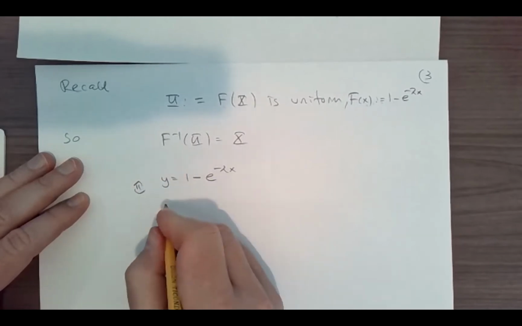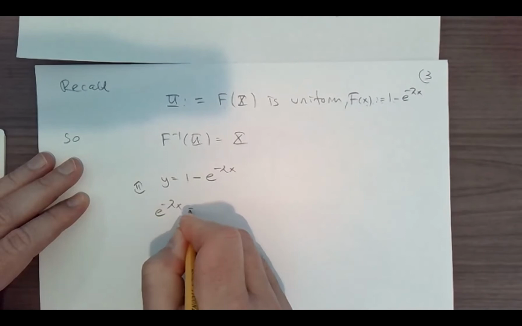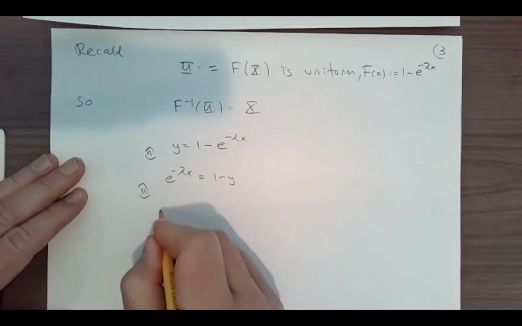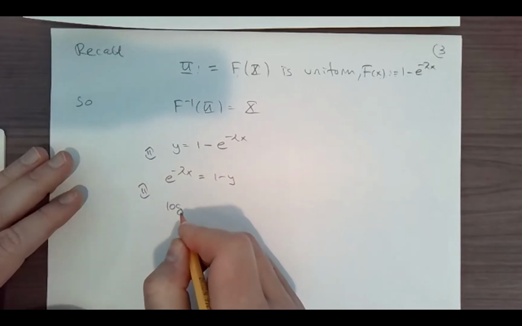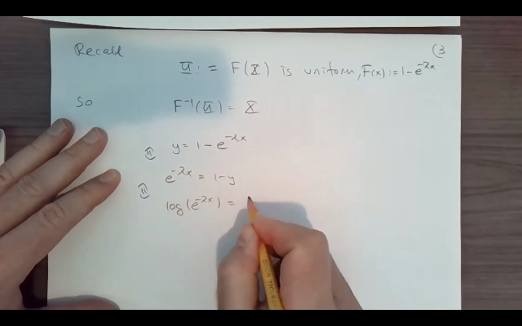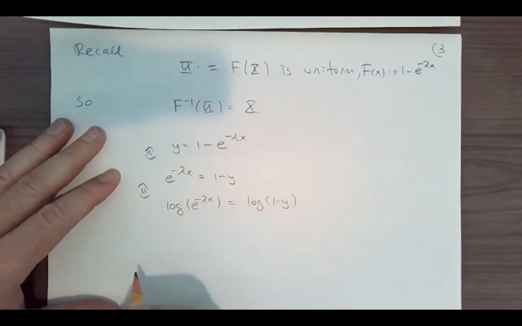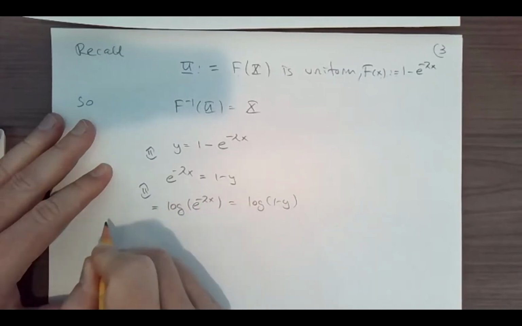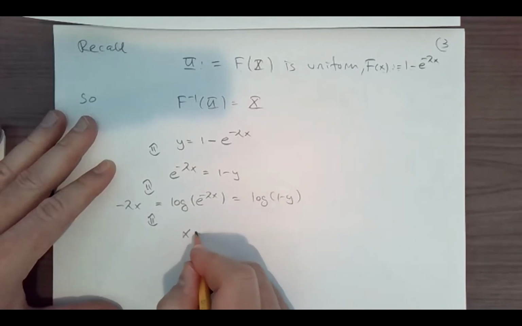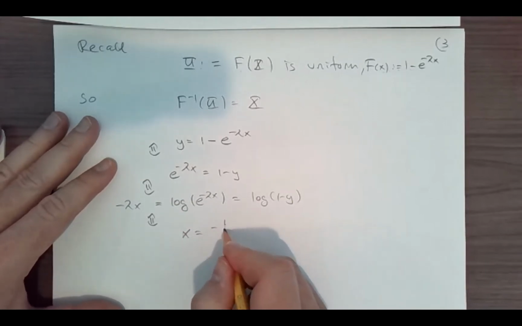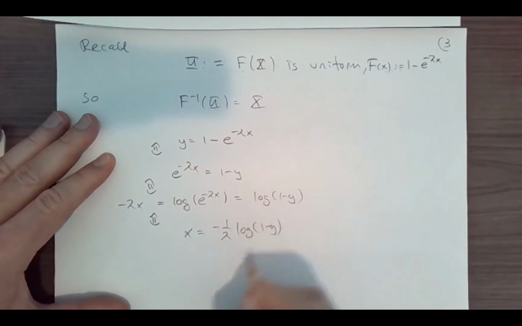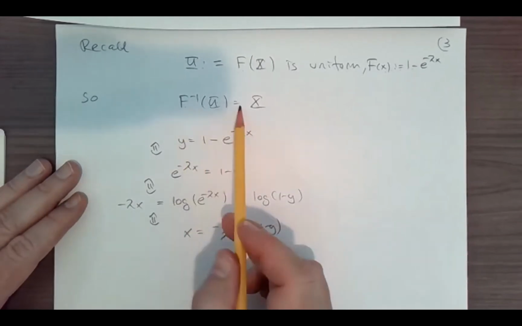So I get e to the minus lambda x is equal to 1 minus y. I take log on both sides. I get log of e to the minus lambda x is equal to log of 1 minus y, and this is equal to minus lambda x. So I get my inverse: x is equal to minus 1 over lambda log of 1 minus y. This gives me my x.